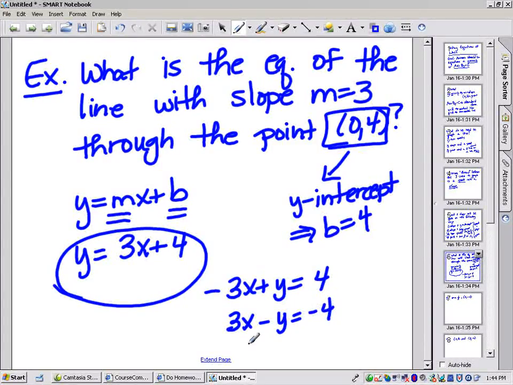So just be careful in my math lab with how it tells you to enter the answer. If it says slope-intercept form, enter y equals 3x plus 4. If it says standard form, enter 3x minus y is equal to negative 4.